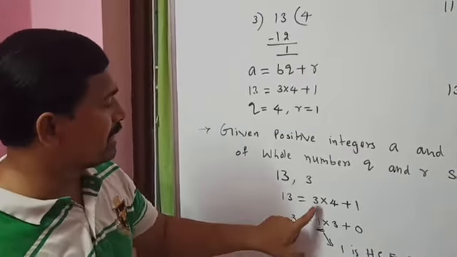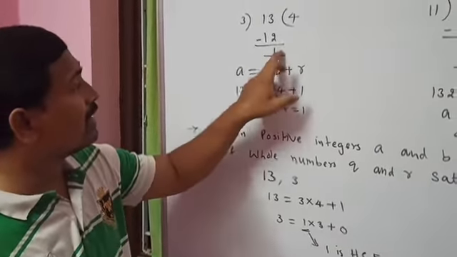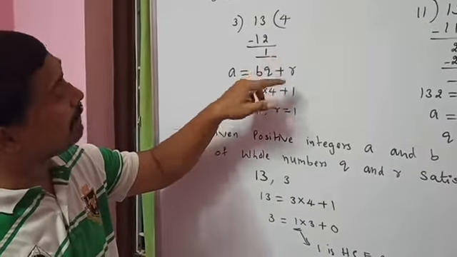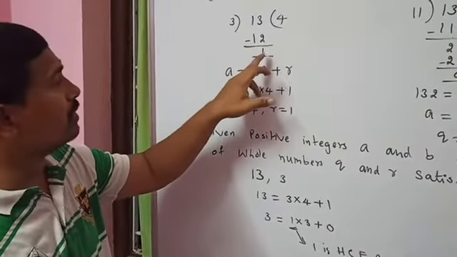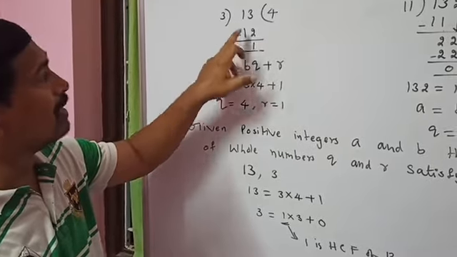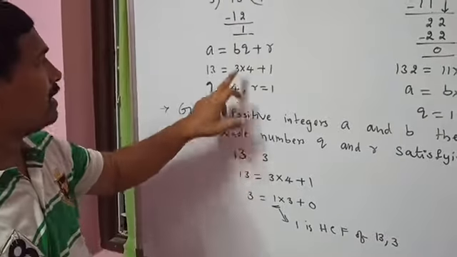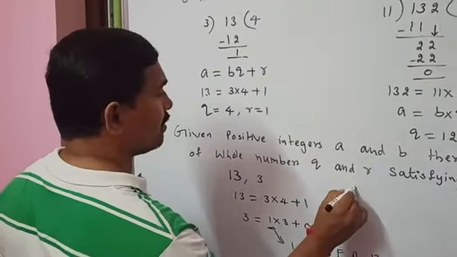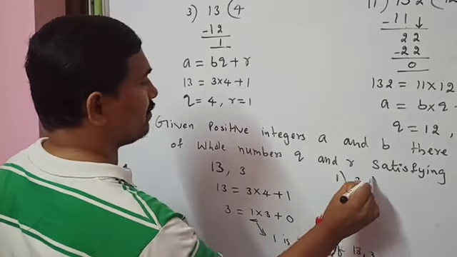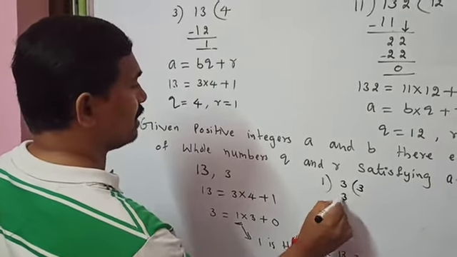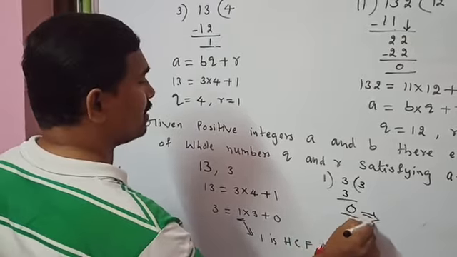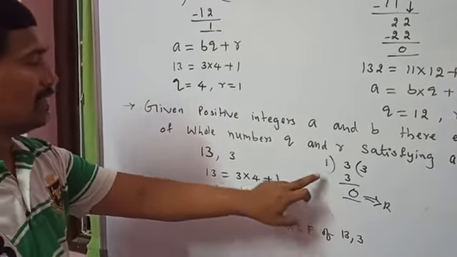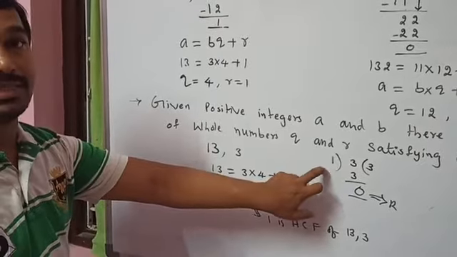13 can be written as 3 into 4 plus 1. Here the remainder is not 0. If you are not getting remainder 0, apply Euclid division lemma again for 1 and 3. Divide 3 by 1. 1 threes are 3, remainder 0. Here we got the remainder 0. If you get remainder 0, that divisor is the HCF.